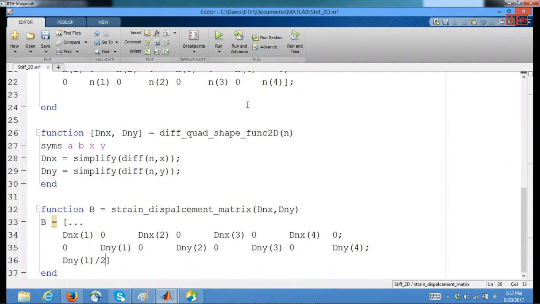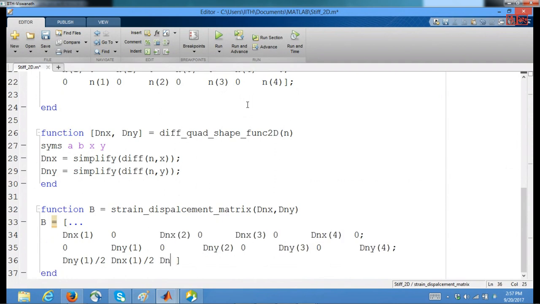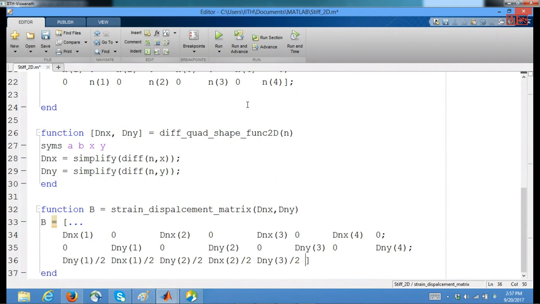Here it is dny 1 by 2, dnx 1 by 2, dny 2 by 2, dnx 2 by 2, dny 3 by 2, dnx 3 by 2, dny 4 by 2, dnx 4 by 2.